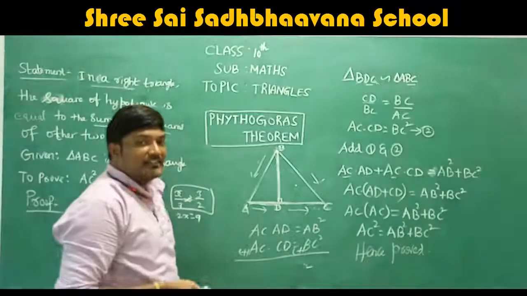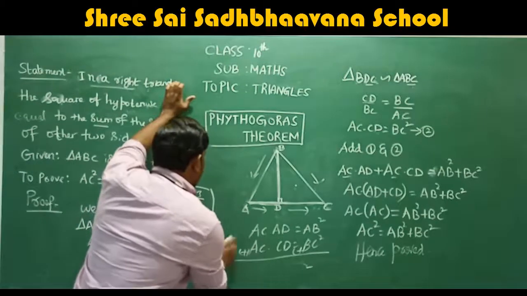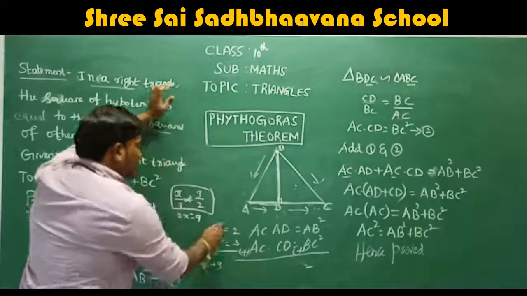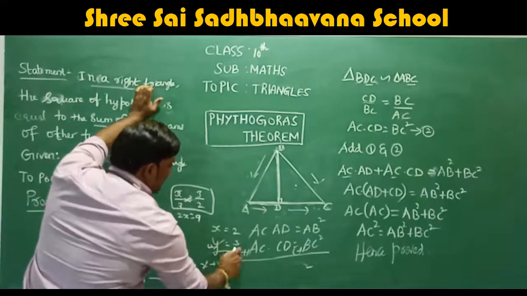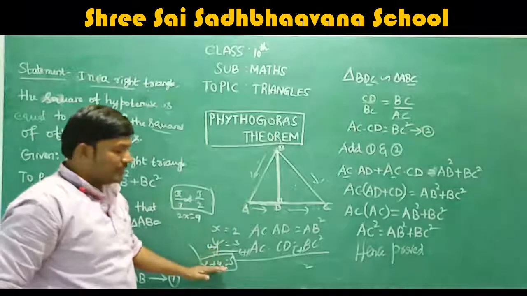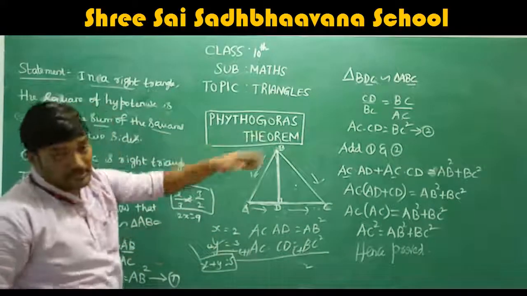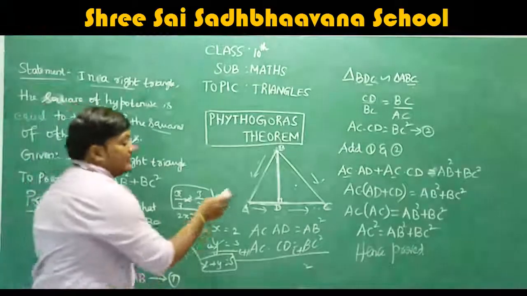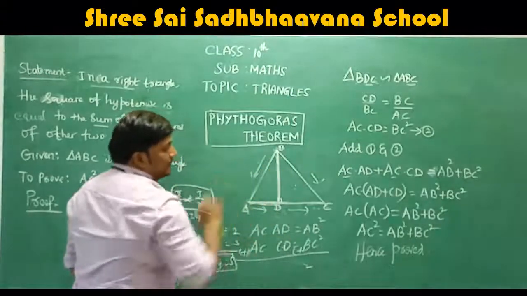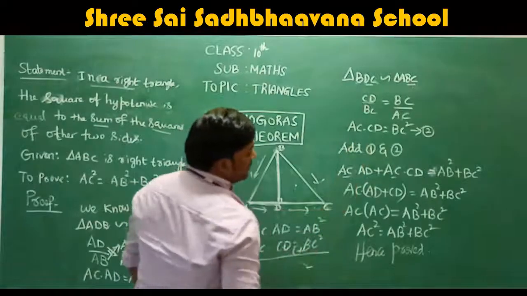Add 1 and 2. Both the equations you add. When you add, just like this, you remember. Whenever you add, for example, x, y, 2, 3, add means what you do? x plus y, correct. Whenever you are adding, the left hand side is added, and the right hand side also. So it becomes x plus y is equal to 5. Correct? x plus y on the left hand side, 2 plus 3 on the right hand side. Similarly, there also: this plus that on the right hand side. So on the left hand side, AC into AD plus AC into CD, and on the right hand side AB square plus BC square.